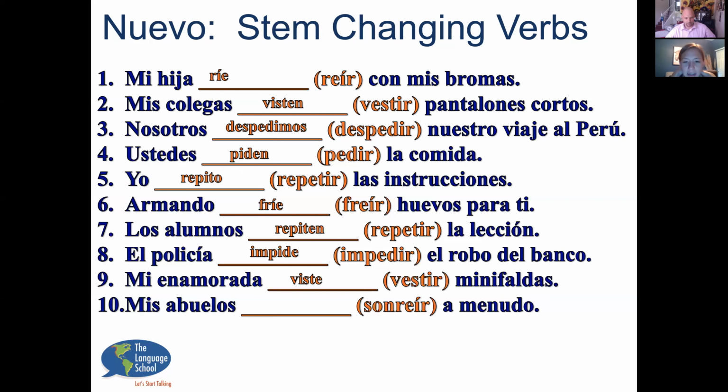¿Qué significa minifaldas? Mini skirts. Oh, falda is skirt, so mini-falda. Okay.